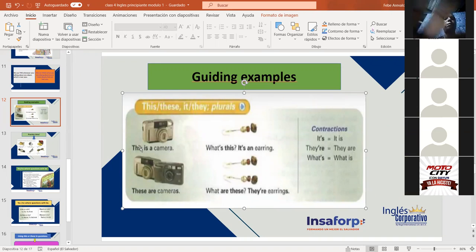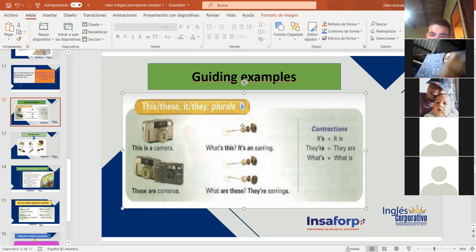Nelson David. What is this? This is a camera. Excellent, very good. What are these, Aníbal Galicia? These are cameras. Excellent, very good. William, what's this? It's an earring. Excellent, very good. Alejandro, what are these?